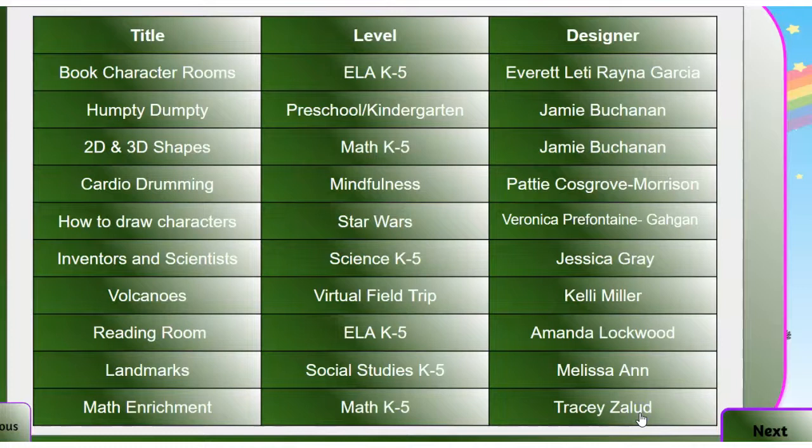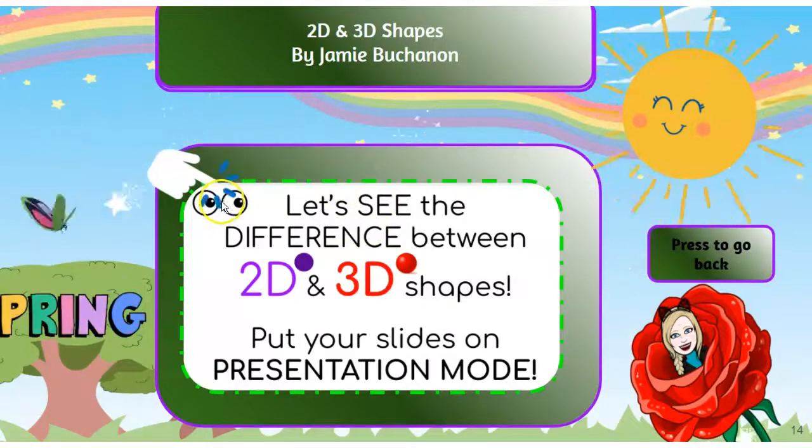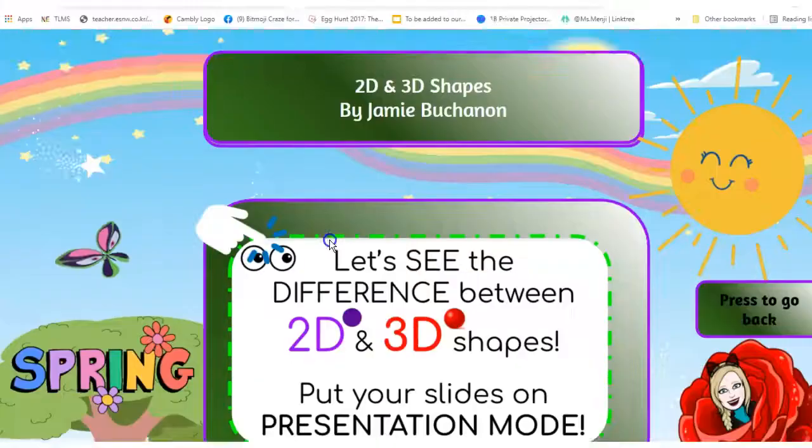Okay, so our first page, you can immediately see which grade levels, who the designers are, and what the title of the slide is. Some of us have some favorite designers. Jamie Buchanan makes some really great slides for the pre to K, maybe up to grade 2. So you can just go in and take a quick look at her slide. What I do is when you get here, you see that pointing finger, press the pointing finger. That will take you there.